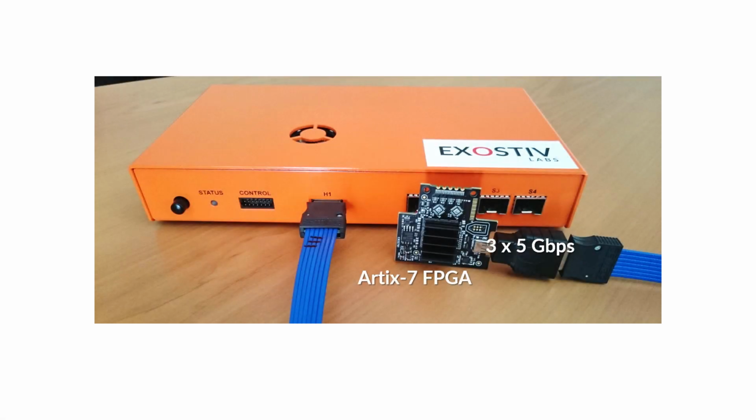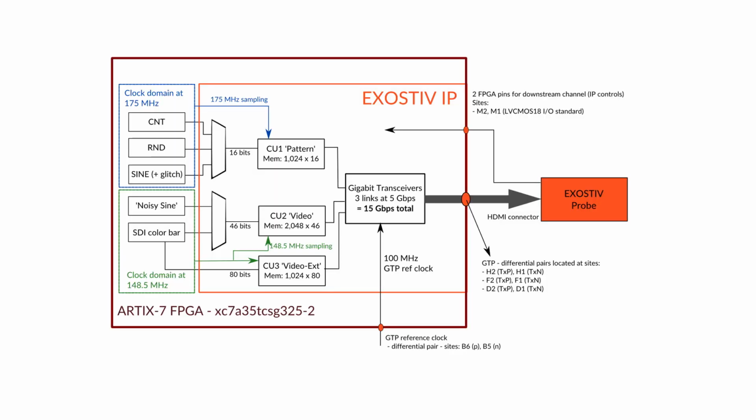Here is a setup that uses EXOSTIV and an Artix-7 FPGA board with 3 transceivers at 5 gigabit per second to stream trace data out of the FPGA. In this demonstration, we will observe 2 data sources generated from inside the FPGA, a digital sine wave and a digital video source. These data sources are sampled with what we call capture units and sent over to the EXOSTIV probe with the FPGA transceivers.